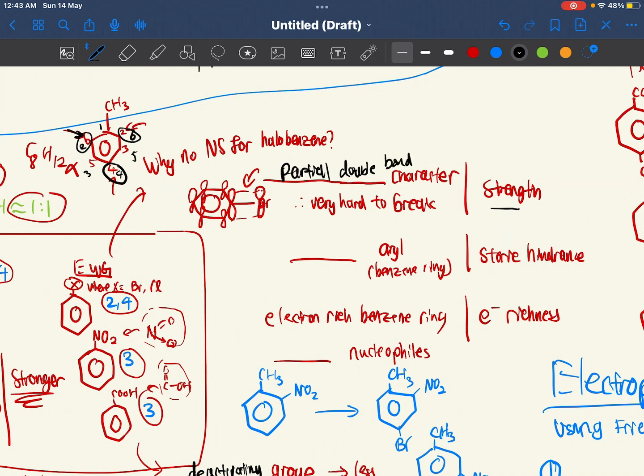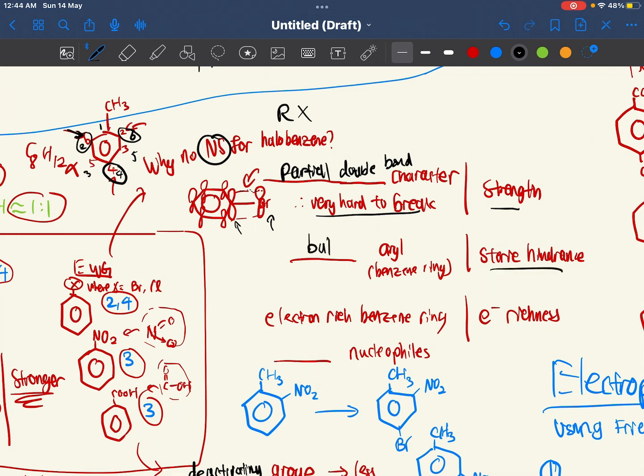if you see here, our hydrogen atom has its p orbital, even though it doesn't form a pi bond with the p orbital of the carbon atom in the benzene ring, but it overlaps slightly, right? So it gives a partial double bond character. That's what we mean. Therefore, it's very, very hard to break, and it doesn't really undergo NS reaction, unlike your RX.